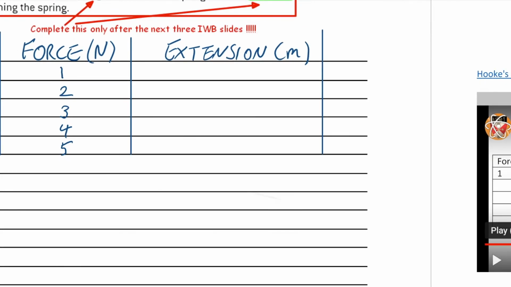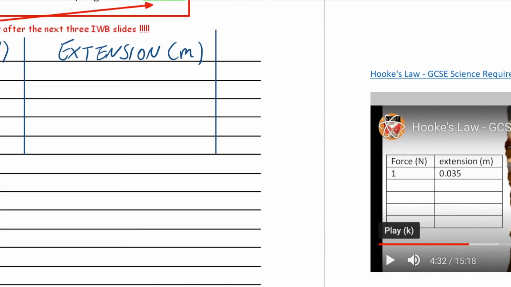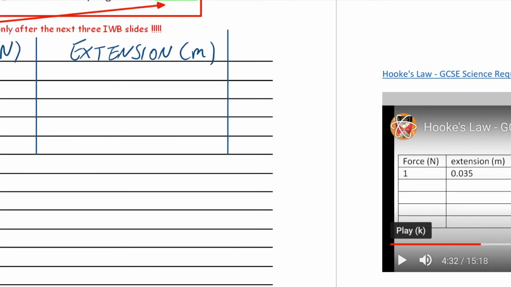Okay, what I'd like you to do now then is just go back to your booklet and record in the extension for each of the different forces. So you can just about make out there the bottom right of the screen. Look, the extension for 1 newton is 0.035 meters, which is 3.5 centimeters. As the experiment goes on, I just want you to record in your table.